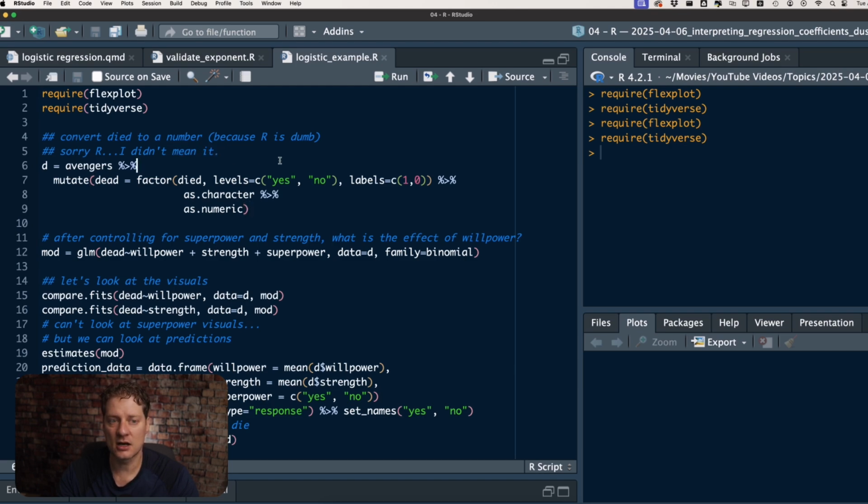Okay, it's not dumb. R, I love you, but really? It has to be a 0 and a 1? Unless I'm missing something, but when I ran this as a factor instead of as a number, it refused to cooperate. So I created a new variable called dead that is died. That is the present tense of the variable died. But more importantly, it's just a 1 and a 0 instead of a yes and a no.